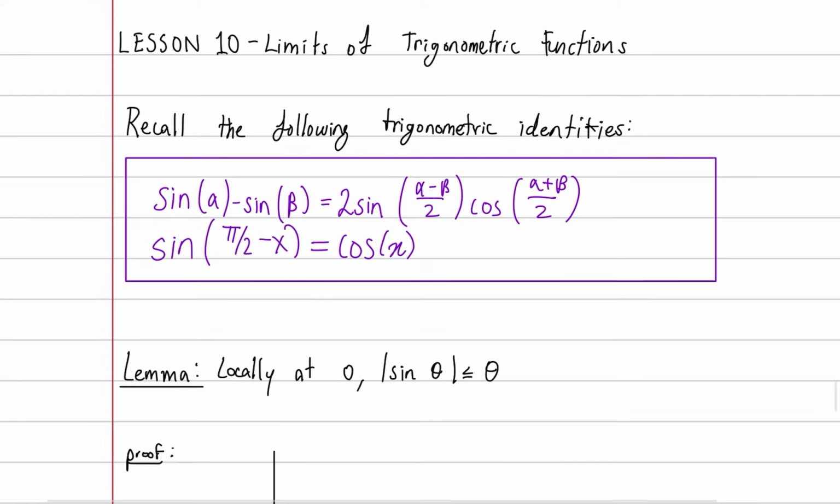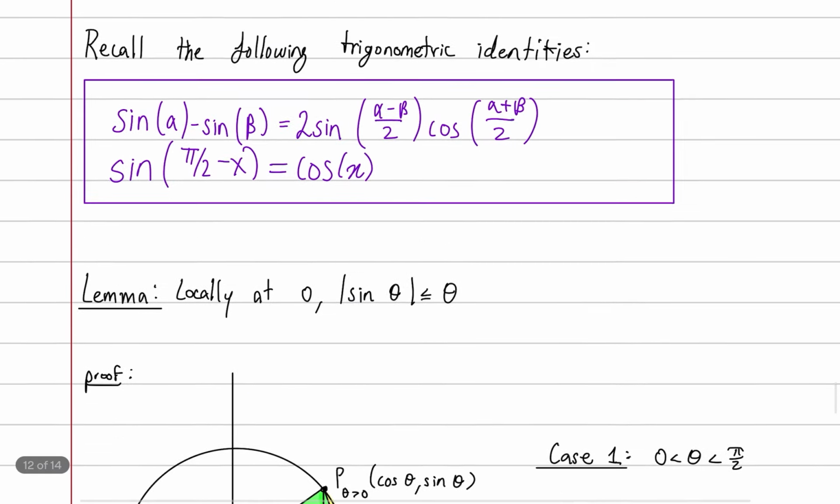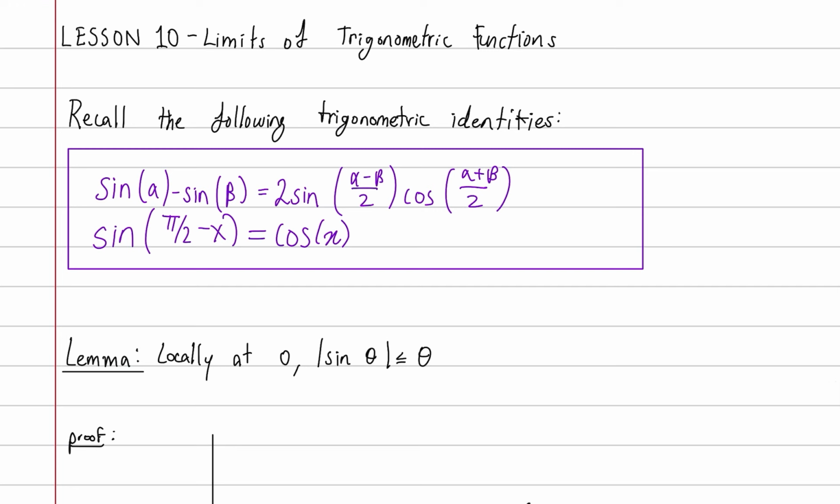Now, before we begin, we're going to have to recall the following trigonometry identities you may have learned in your trig class. So, what is sine of alpha minus sine of beta? Well, it's actually equal to 2 times sine of (alpha minus beta) over 2 times cosine of (alpha plus beta) over 2. Okay, so now that we have this, and also that sine of (pi over 2 minus x) is cosine of x, we're just going to put these two in our pockets, and we're going to come back to them later.